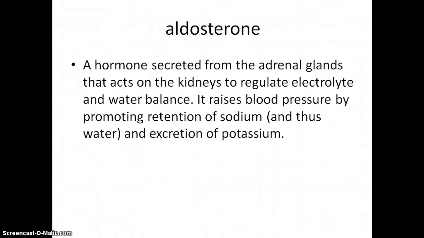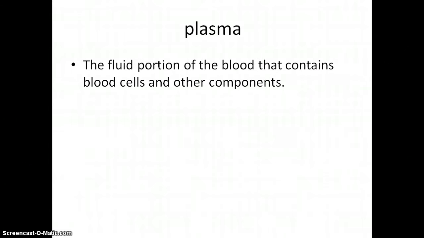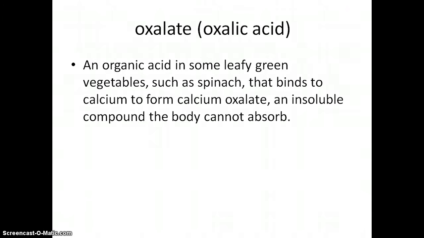Aldosterone is that very important hormone that's made in the adrenal gland, which remember is on top of the kidney. That aldosterone affects your blood pressure because it helps the body to retain sodium. And so when we look at some of our blood pressure meds, we know that we have to maybe affect aldosterone hormone to help regulate the amount of sodium that the body retains. Plasma is that fluid portion of the blood that has our blood cells and other components.